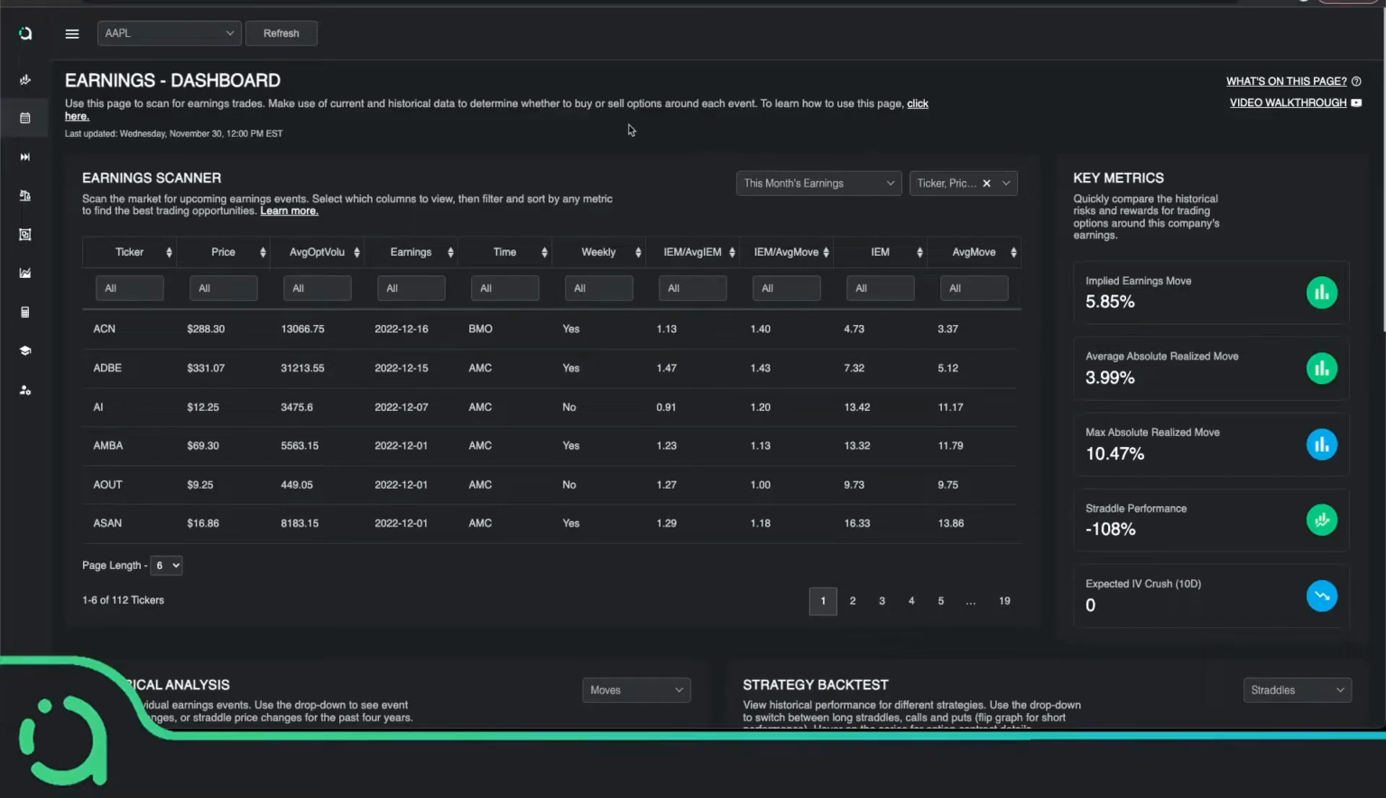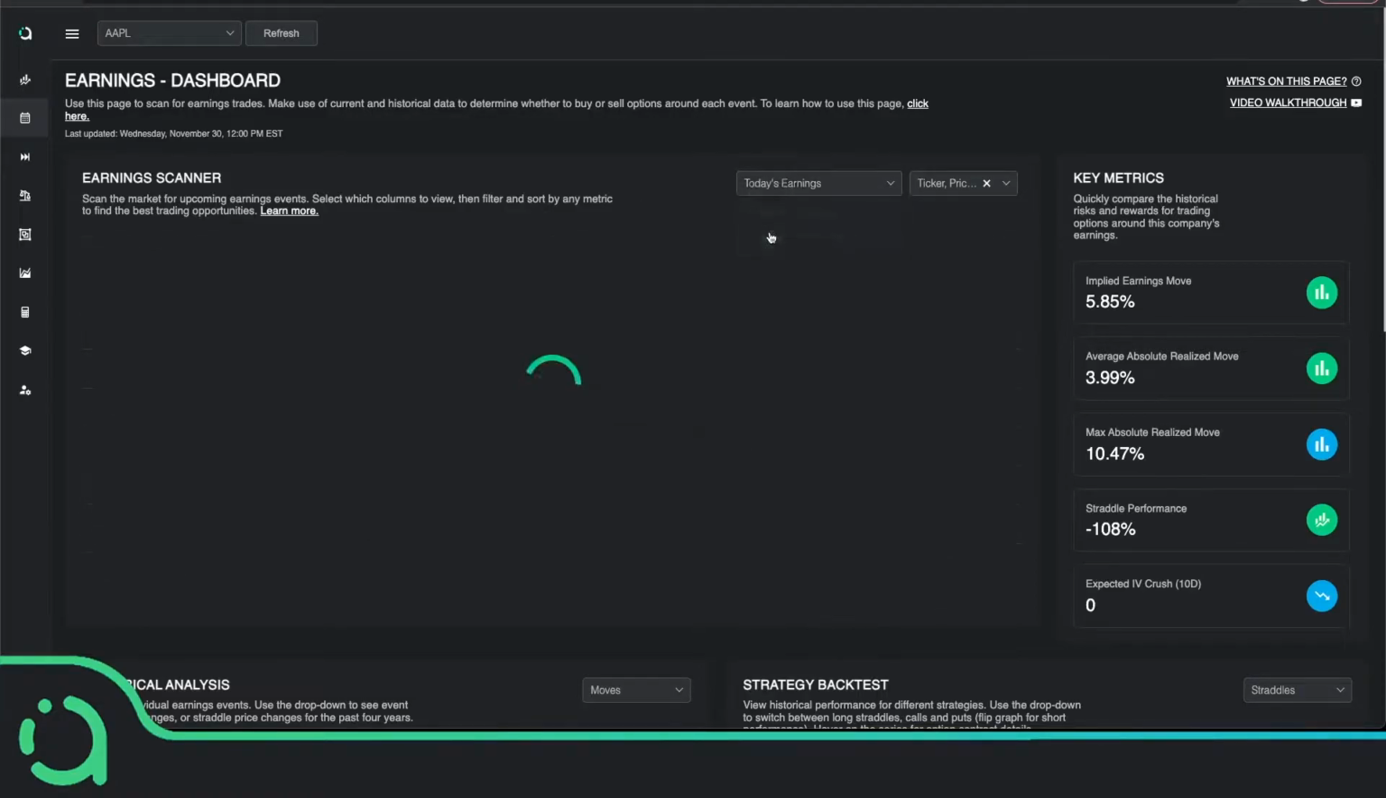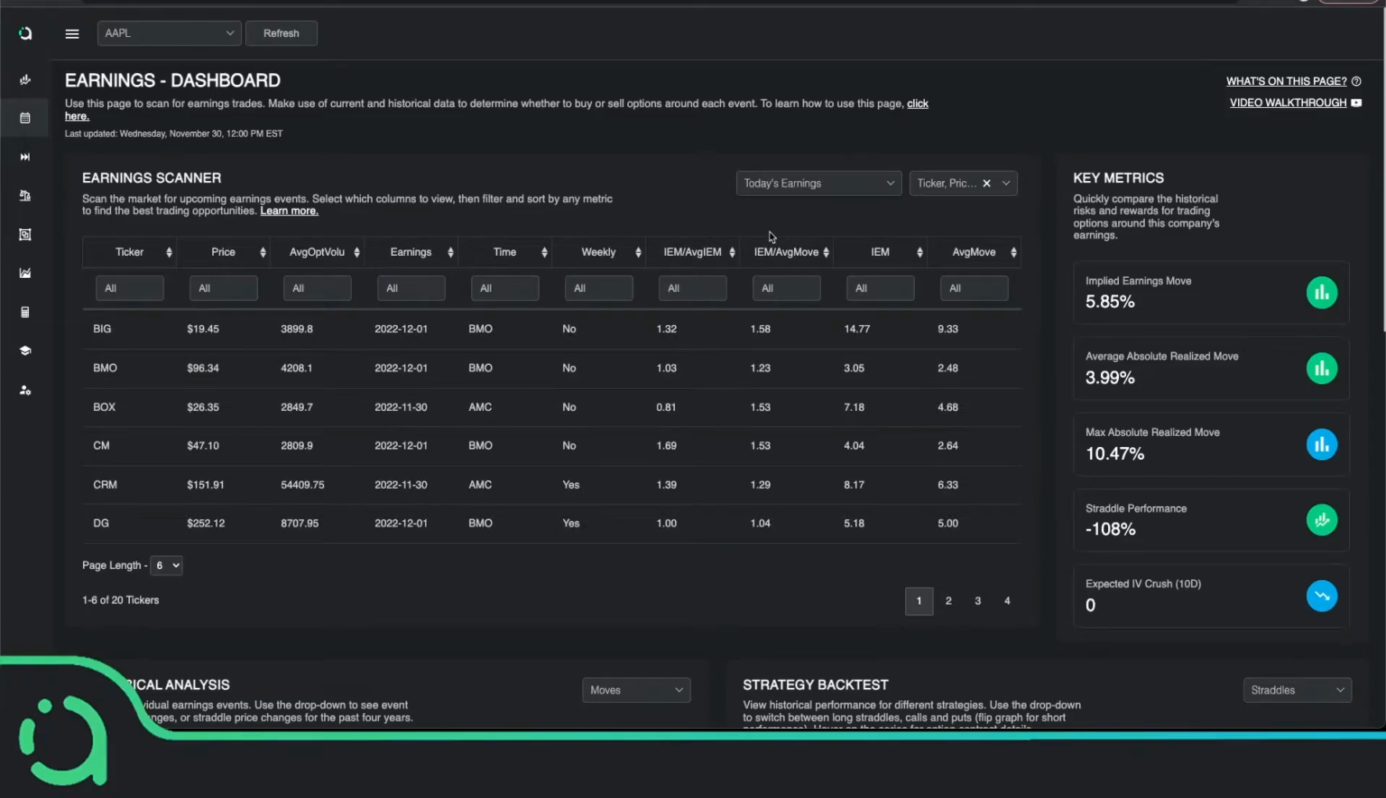Now, earnings is something you trade every day during the earnings season. And the first thing we need to do is pull up a list of events that are happening either after market today or before market tomorrow, so we can see which ones are actively available to be traded. To do this, all I need to do is use the drop-down menu on the scanner here and select today's earnings. Now that we are looking at just the events we can trade today at the close, we need to start applying some filters to find only the best trades.